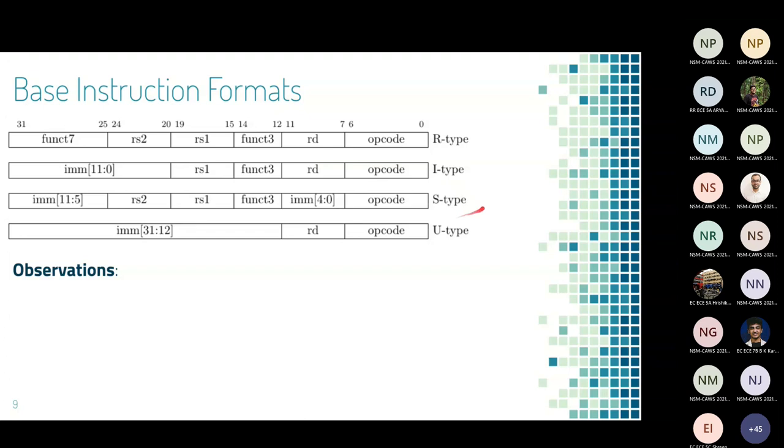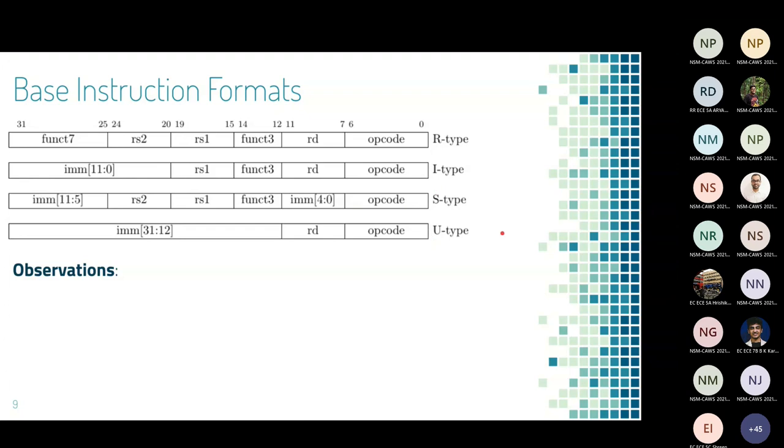The S-type is a store type instruction. You don't have any destination register, but what you have is RS1 and RS2, where RS1 acts as the base memory address. RS2 acts as the data that needs to be written to memory. Additionally, you also have the immediate field, which will tell you the offset relative to the base of RS1. We'll look into more examples of this, but this is one category of instructions called the S-type.